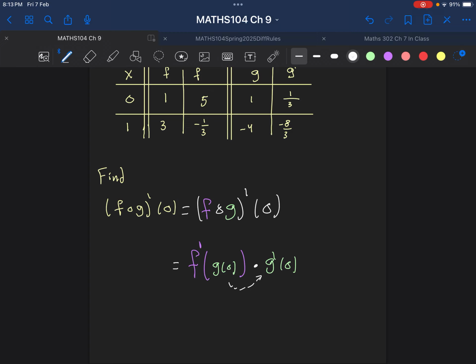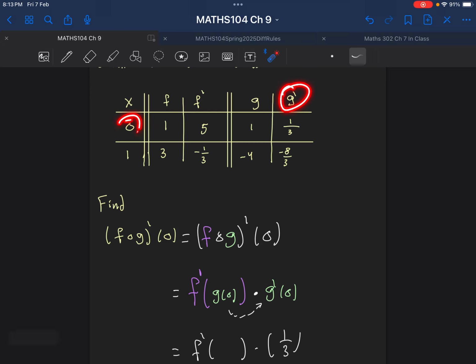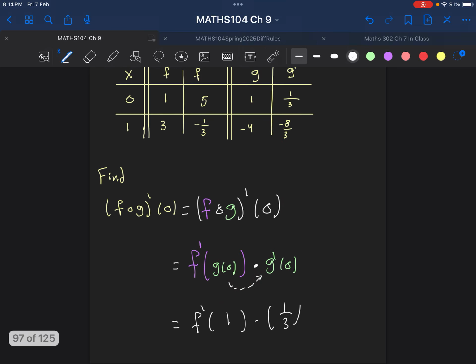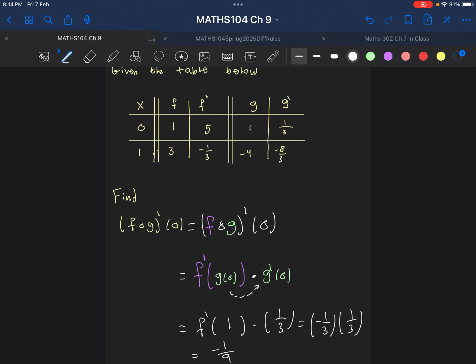Well, let's now substitute what we know and what we have. How much is g prime of 0? It is 1 over 3 from the table. G prime of 0 is 1 over 3. Now, g of 0 is 1, so I have to write here 1. Next question is, how much f prime at 1, which is negative 1 over 3, and I have 1 over 3. The final answer is negative 1 over 9. And that's the final answer for this one.